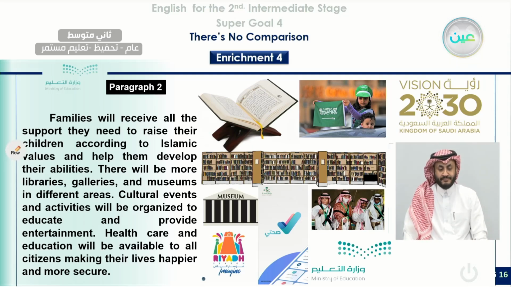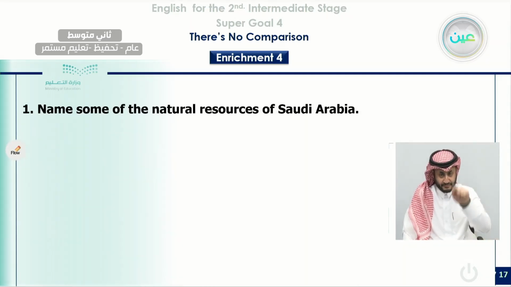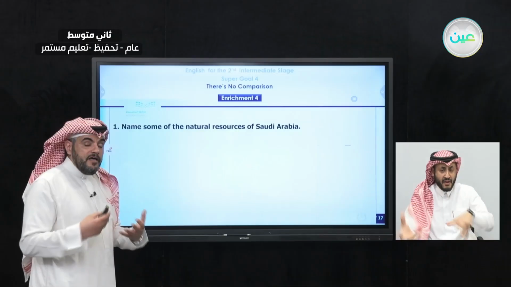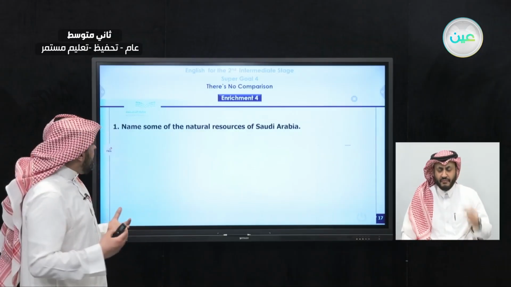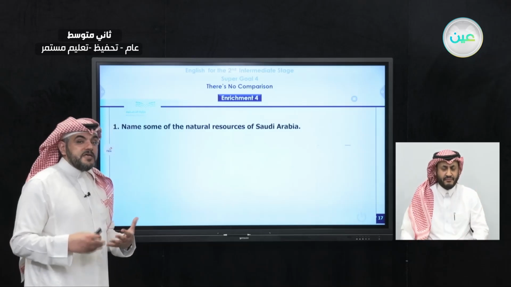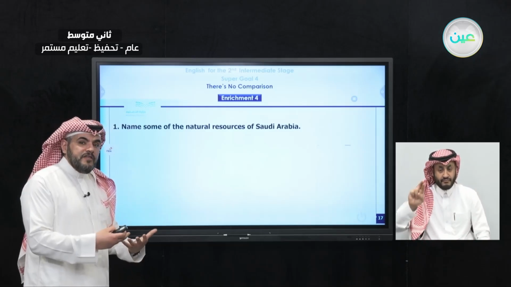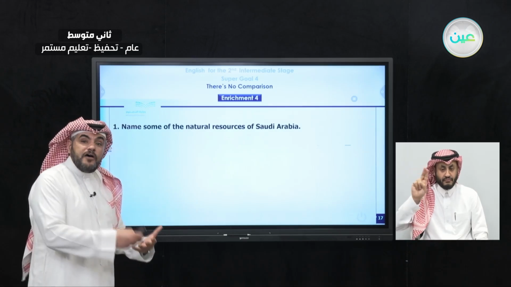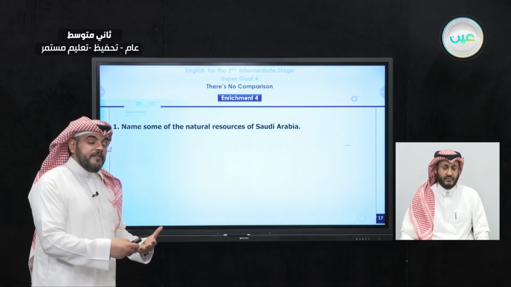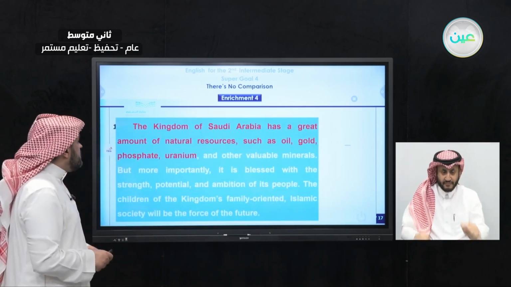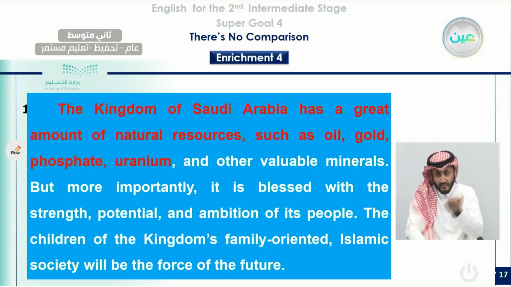Okay, so let's go to the questions now and find out about the answer. Name some of the natural resources of Saudi Arabia. You might not be familiar with natural resources, but you can answer this question by guessing the meaning, or even without knowing what the words that you are looking for mean. So here, let's go back to the reading passage. You will be able to answer even if you don't know what it means.